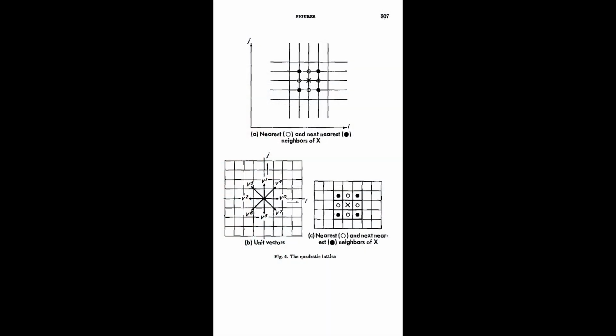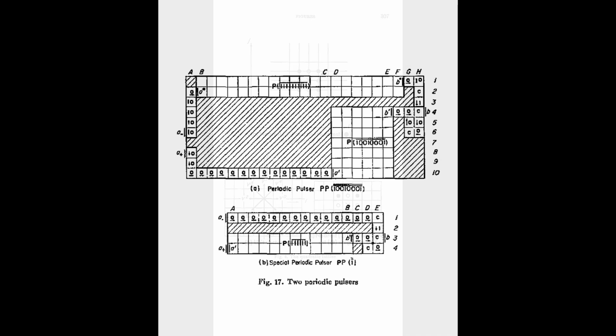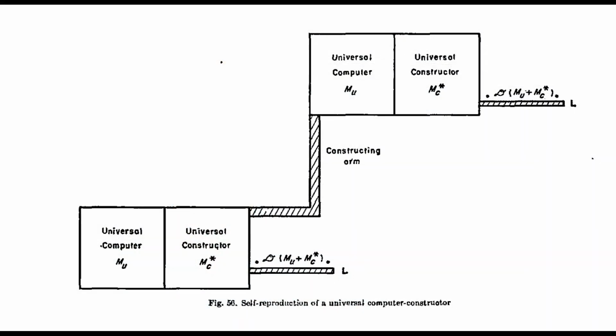In the book, von Neumann introduces a two-dimensional space inside of which machines, hypothetical machines, may move and interact with one another. Von Neumann built in this two-dimensional space a hypothetical machine called von Neumann's universal constructor, basically a machine capable of creating any other machine and a copy of itself.